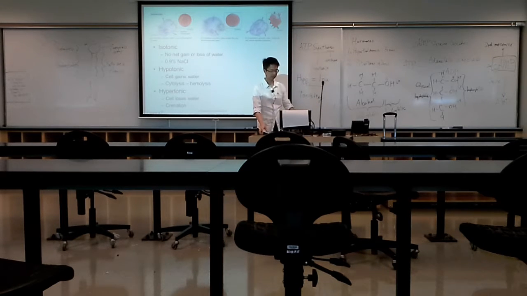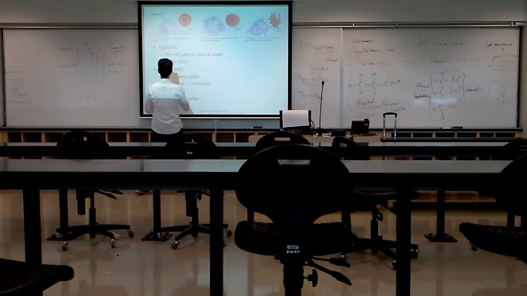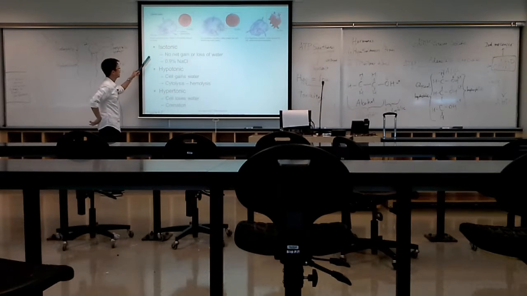Tonicity. Because 0.9% sodium chloride has the same tonicity as the red blood cell, the movement of water going in and going out of the cell will be the same. That's why I call it isotonic. One way you can say that is that 0.9% sodium chloride solution is isotonic relative to the cytoplasm of the red blood cell.